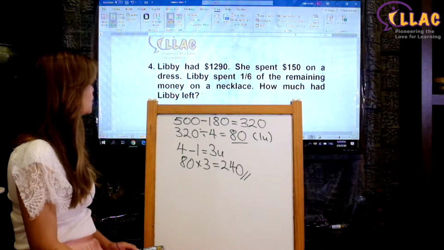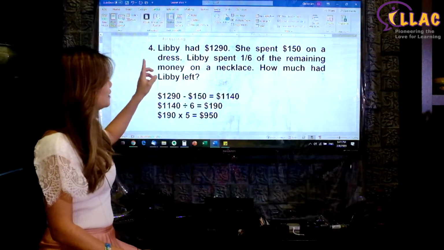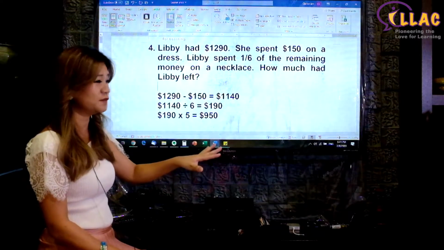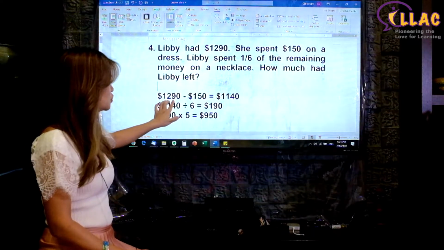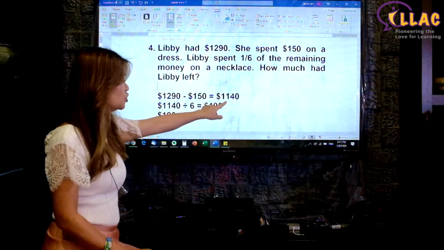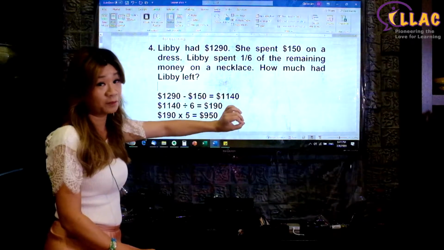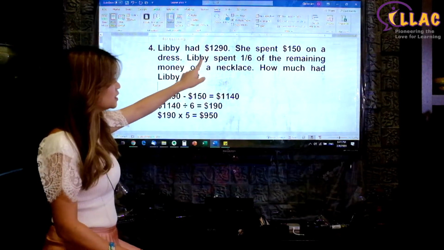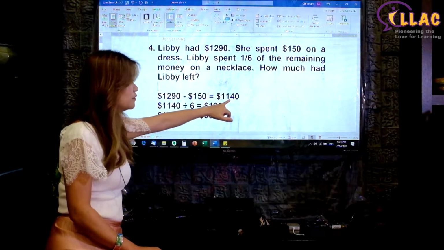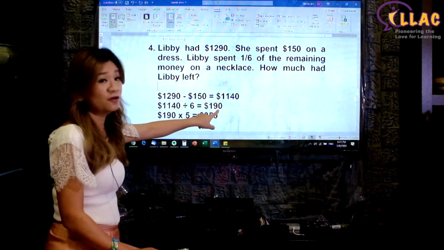You may pause the video at this moment and try it on your own. Okay, so now Libby had $1,290. She spent $150. Straight away, 1,290 minus away the 150 for the dress, and she will be left with 1,140, and that's the remainder. So what did she do to the remainder? She spent only 1/6 of it, meaning she divided this into 6 parts and she spent only $190 for the necklace.